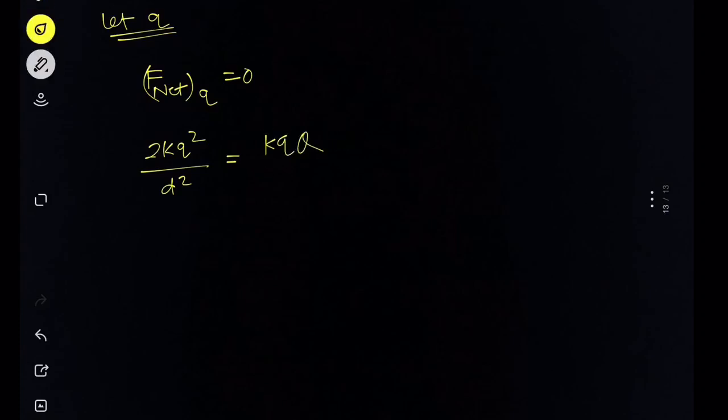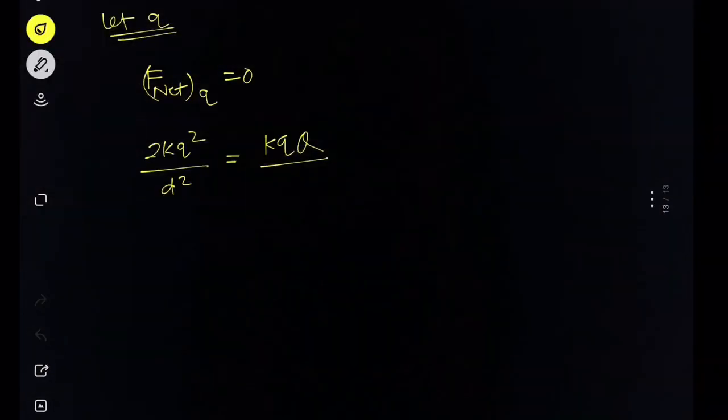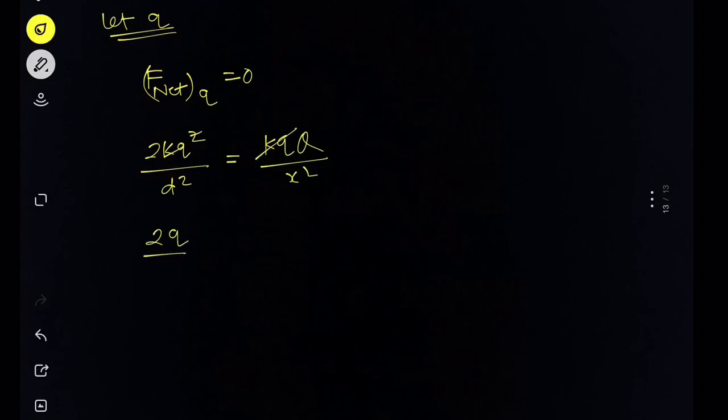kqQ, because we don't know the value of this capital Q, and in magnitude form we don't mention signs. The distance between them is x, and here we have got the value of x as d over (root 2 plus 1). So we can write x square here. So kq and kq get cancelled, and here we will have 2q over d square into x square equals capital Q.